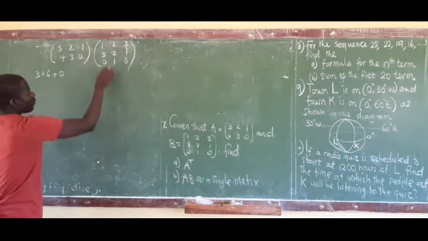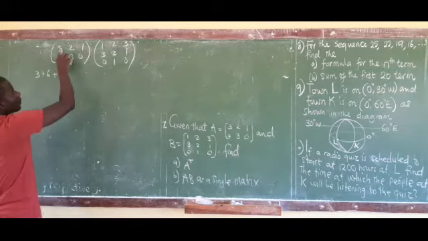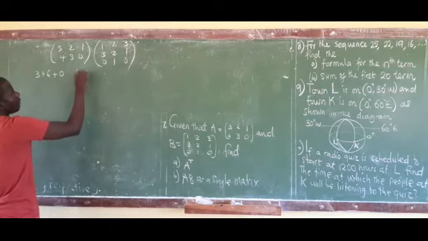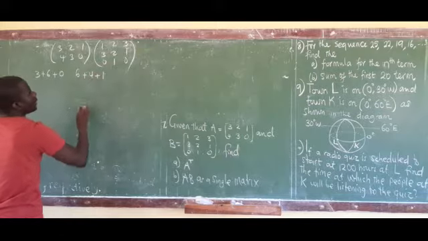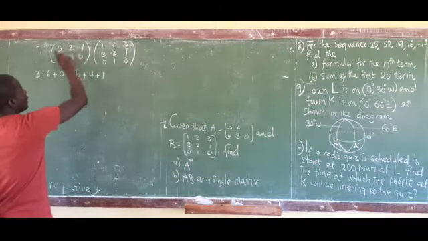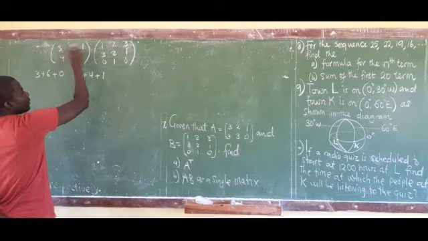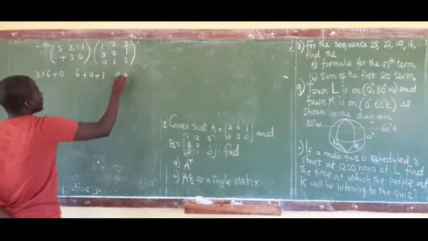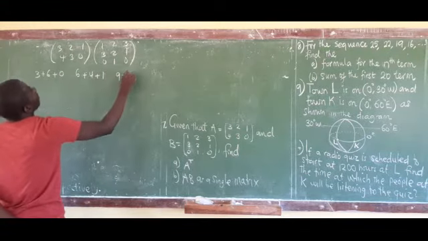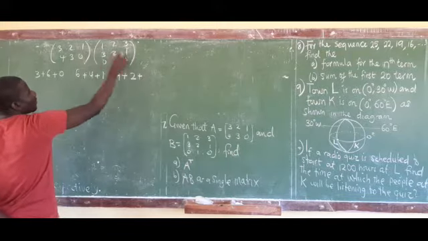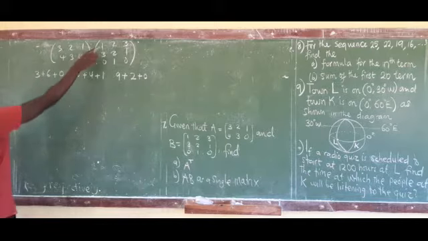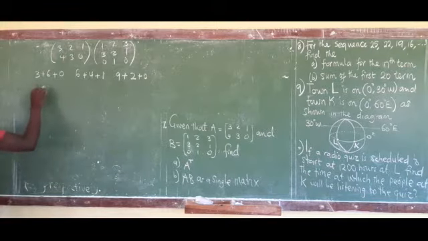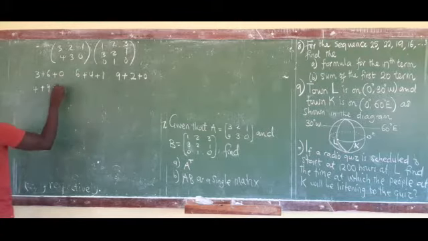We take the same row by the middle column. 3 multiplied by 2, it's 6. Plus 2 multiplied by 2, it's 4. Plus 1 multiplied by 1, it's 1. And we come to the same row by the last column. 3 multiplied by 3, it's 9. Plus 2 multiplied by 1, it's 2. Plus 1 multiplied by 0, it's 0. Then we come to this one. 4 by 1, it's 4. Plus 3 by 3, it's 9. Plus 0 by 0, it's 0.